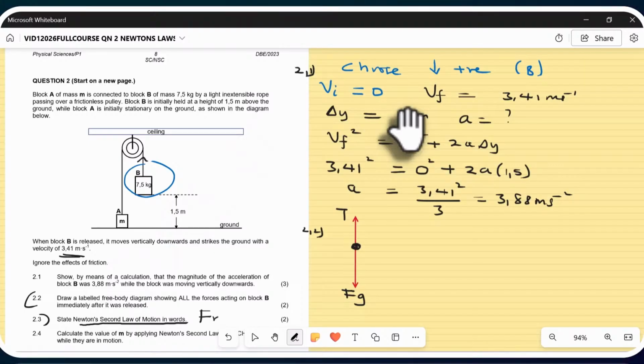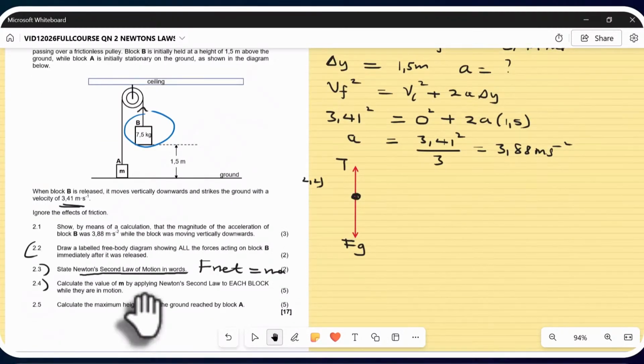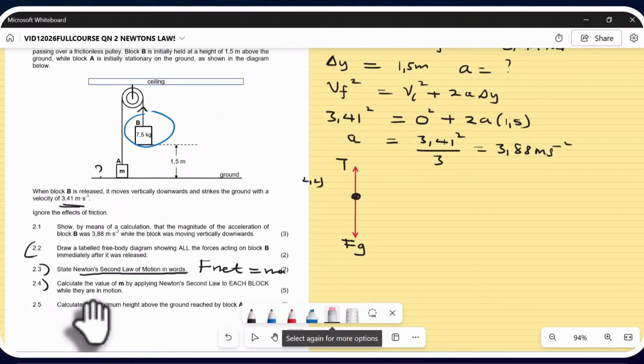Next question here, 2.4. They say, calculate the value of m by applying Newton's second law to each block while they are in motion. I need the mass m. This mass m here is what I'm looking for while they were in motion. So they are in motion, I'm going to use Newton's second law of motion. No wonder they asked about it already. This is tension here. When tension is going up, it is opposed by what? By Fg.